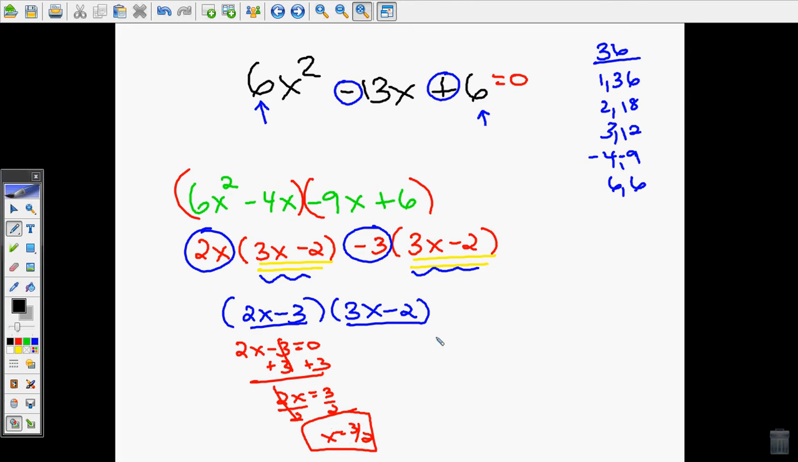I'm going to do the same thing over here. 3x minus 2 is equal to 0. I'm going to add 2 to both sides. 3x is equal to 2. Divide by 3. X is equal to 2/3. So the zeros here are at 3 over 2, or 1.5, and then 2 over 3. Okay?